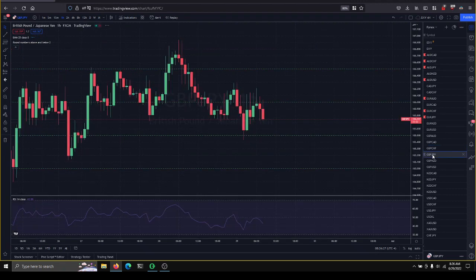Pound JPY. A lot of short price action here, right off the EMA and the round number. Maybe we'll take a short on this pair. Add that to the watch list.